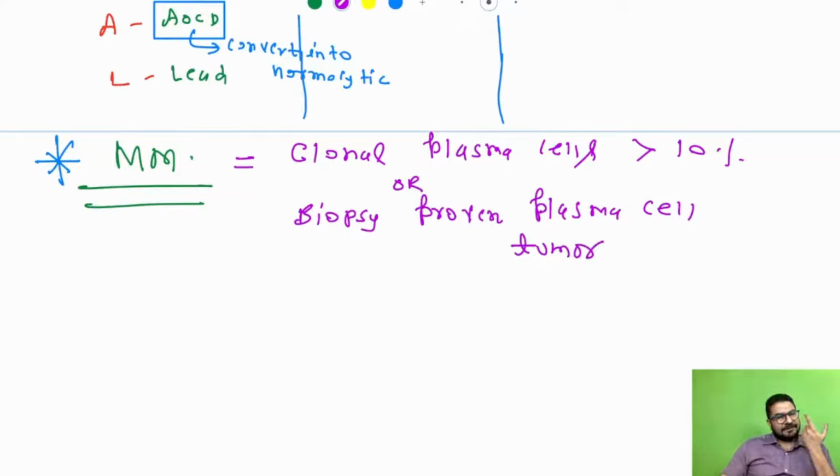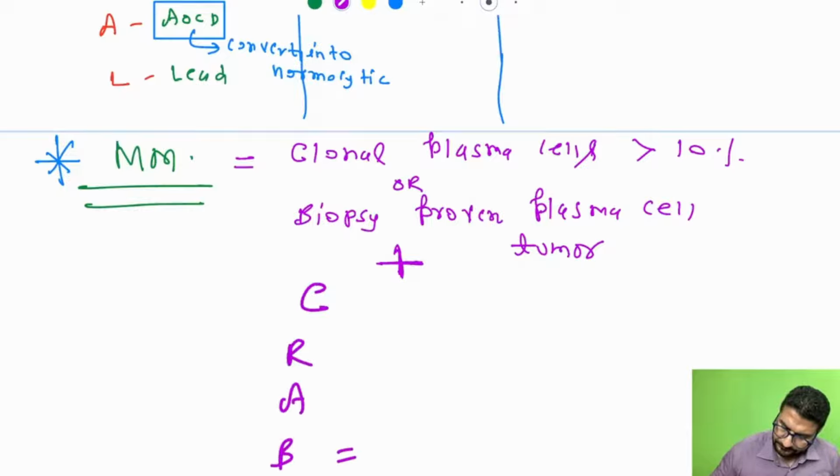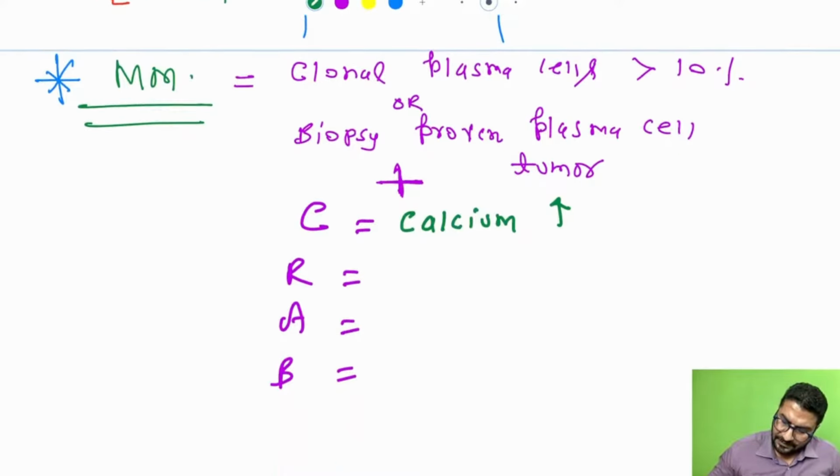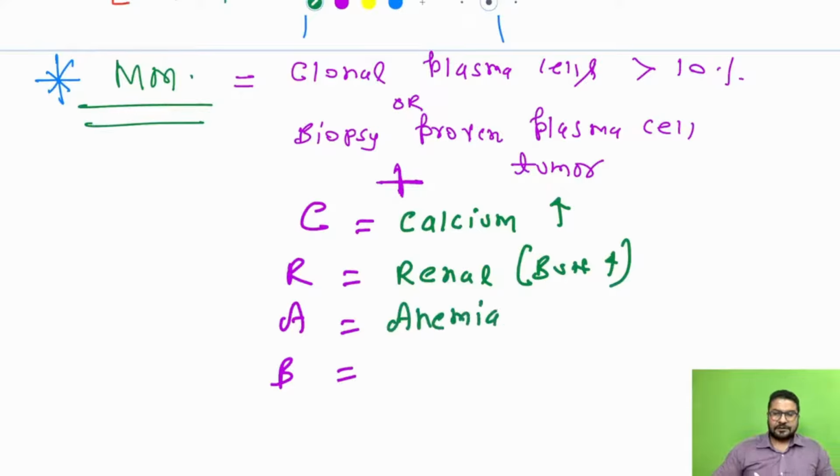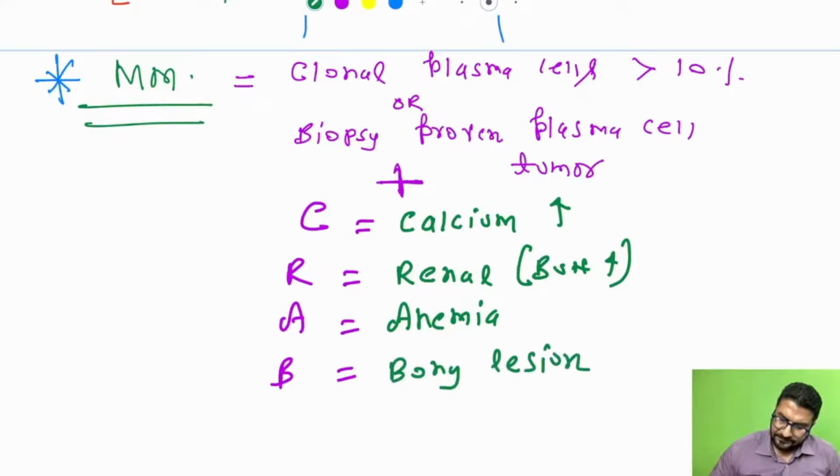Either plasma cells more than 10%, or a plasma cell tumor is proven on biopsy. Plus, this is not sufficient, we need some more things here. Plus we need CRAB features. So what is CRAB? C for calcium, so the patient's calcium will be high, the patient will have hypercalcemia. R for renal involvement, means the patient's BUN is raised. A for anemia. B for bony lesions or lytic bone lesions.